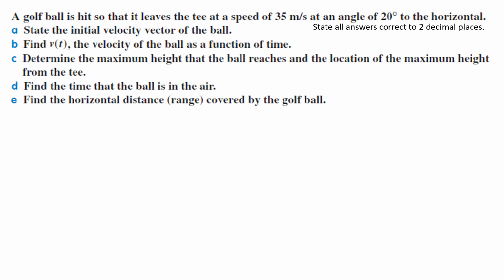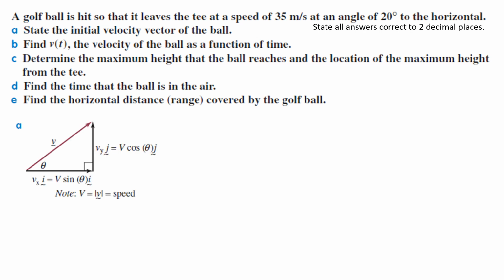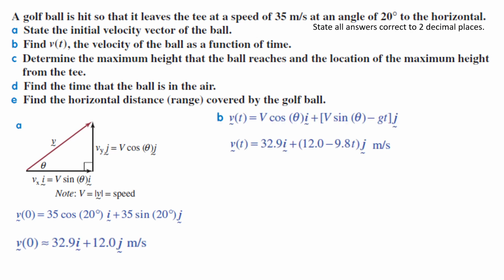Okay, so here we go. We need to state the initial velocity vector of the ball. And of course, that's just taking our initial speed and splitting it into 35 cos 20 i plus 35 sin 20 j. It's as simple as that. Next, find the velocity of the ball as a function of time. There's our initial velocity, and there it is approximated.